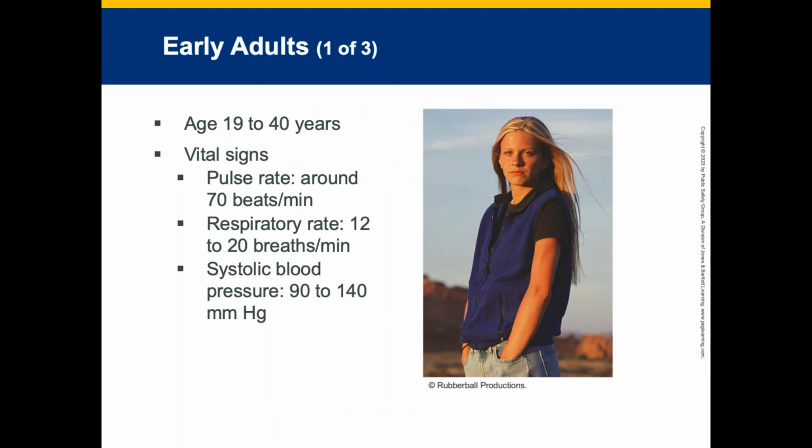Early adults, between 19 and 40 years old, we start seeing vital signs around a heart rate of 70 beats a minute. We look at the respiratory rate between 12 and 20, and the systolic blood pressure will be approximately between 90 and 140.